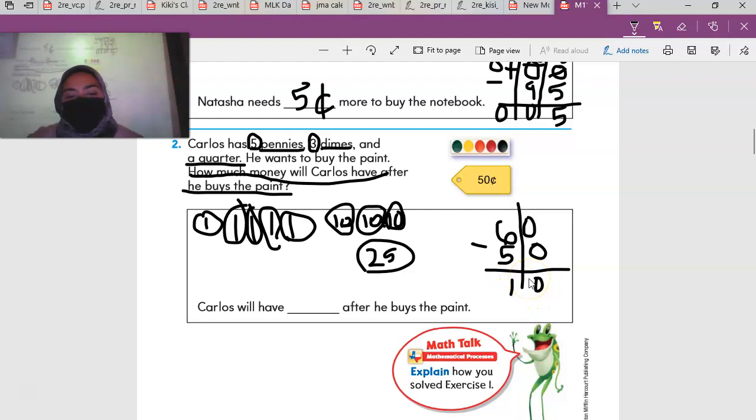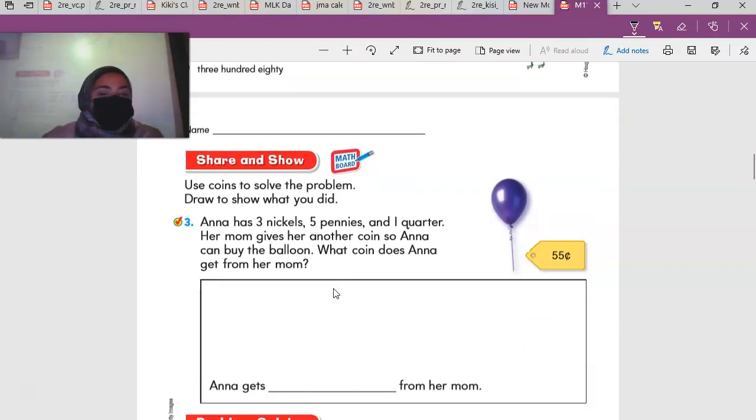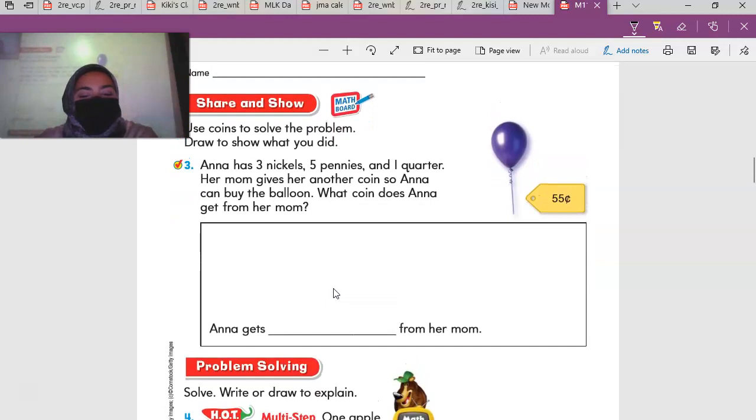So Carlos will have how much after he buys the paint? 10 cents. Or you could have been nice and clever and wrote 1 dime. Right? A dime. Easy schmeezy lemon squeezy, right? And you can use the coins you have to represent the problem. Alright, I'm going to give you a minute to do number 3 on your own, and then we'll move on. Go ahead and pause the video now.